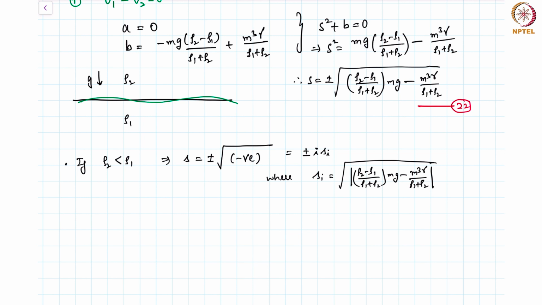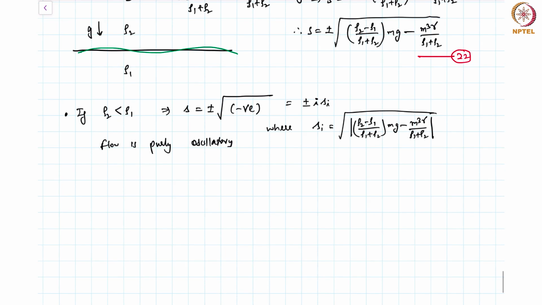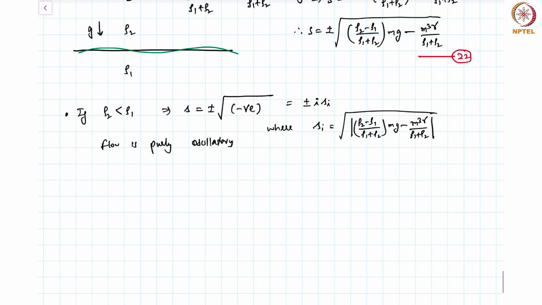In this case, flow is purely oscillatory in nature, and that's not surprising, because if the density above is lower than the density below, then clearly if you make any undulations, let's look at the physical mechanism.